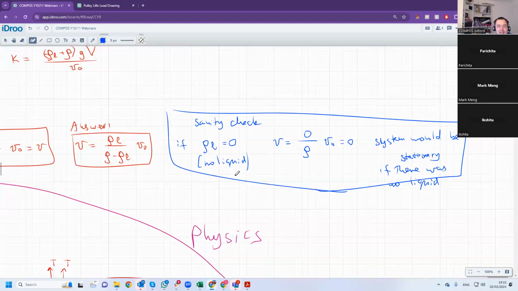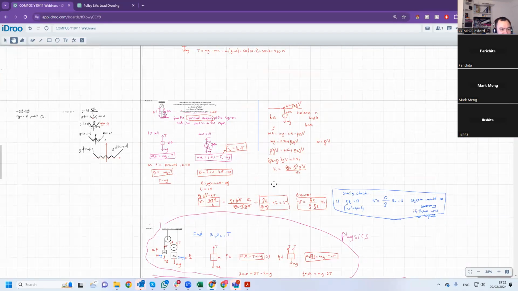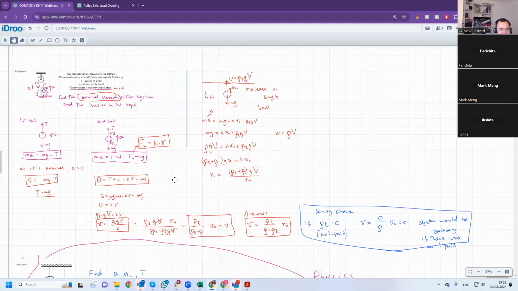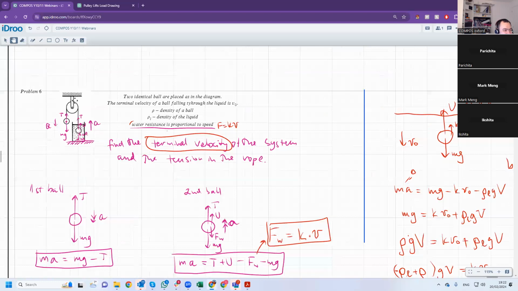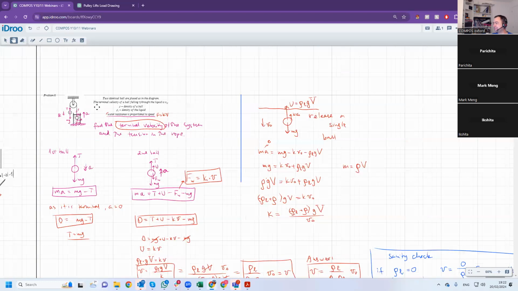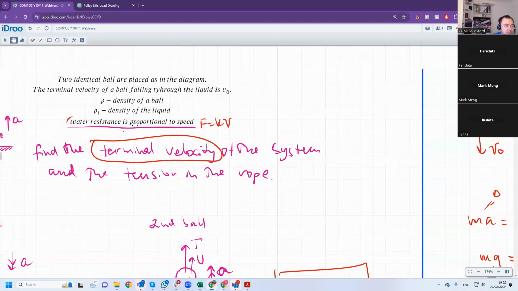Okay. All right. So I'll stop here. Hope you found the last one useful. Hope I didn't overwhelm you. It is a nice question, and I really enjoy this part, that the water resistance is proportional to speed. So this gives you another insight that you can use Newton's second law in slightly more sophisticated scenarios.